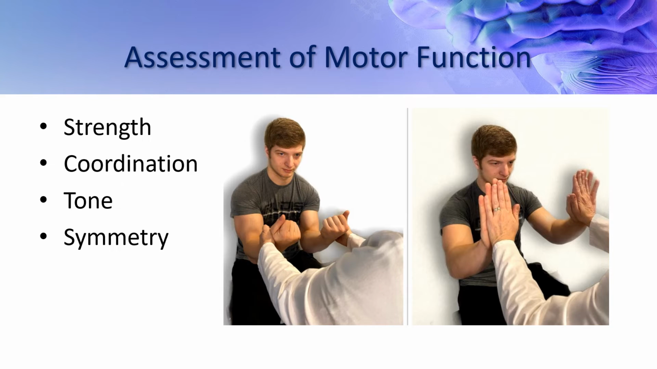You want to make sure that what they can do on one side, they can do on the other. Are they equally strong? Is their tone coordinated and equal on both sides? And then also their legs and their arms, are they equal in strength, tone, and symmetry?